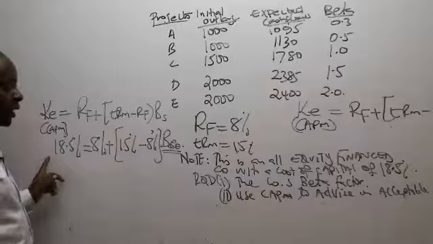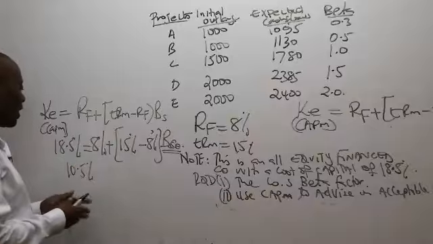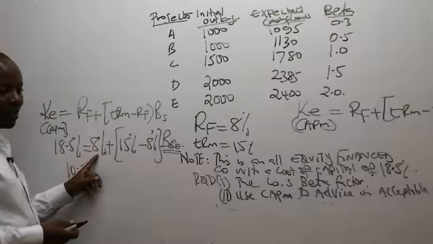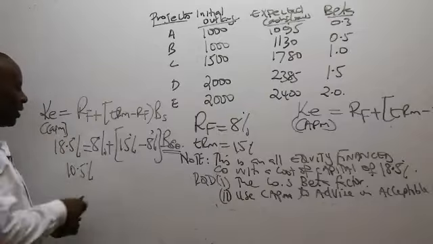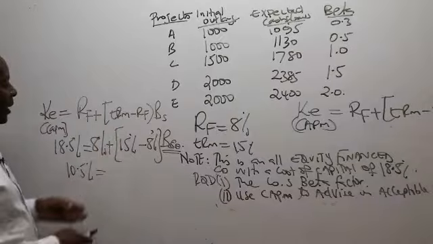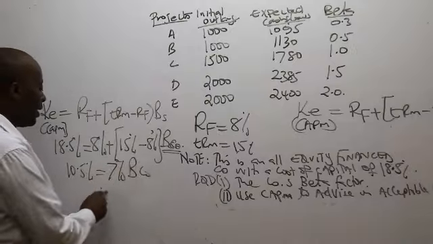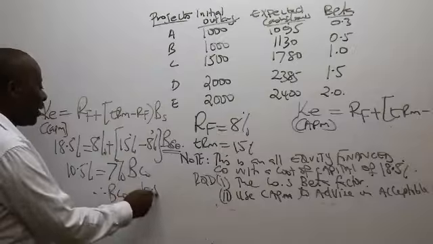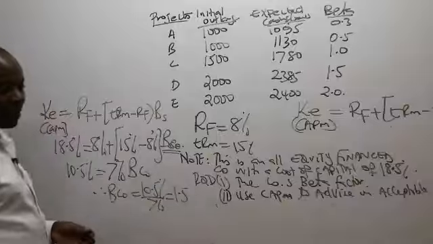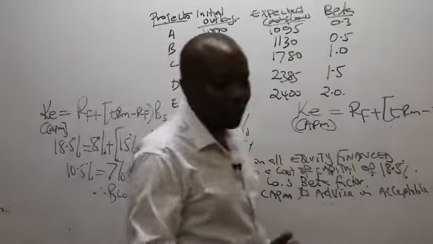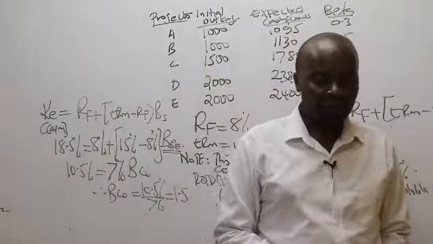If you take this to the other side, it will be 10.5. How have I gotten 10.5? That is 18.5 minus 8, because I moved this one to the other side and it became negative. Equals 15% minus 8, which gives us 7. Therefore, beta of the company is 10.5% all over 7%, which somebody tells me will give us 1.5. Eric, thank you very much for your courage, but are we together? Eric, I never saw your answer for this.